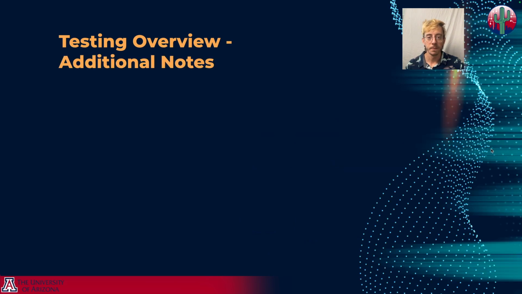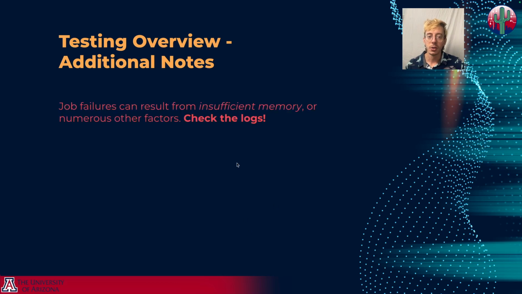Okay, so some additional notes here. Job failures can result from insufficient memory or from numerous other factors. So it's always important to check the logs of your job. Make sure you always go check the error messages, check the system output so that you can understand what's going on there.